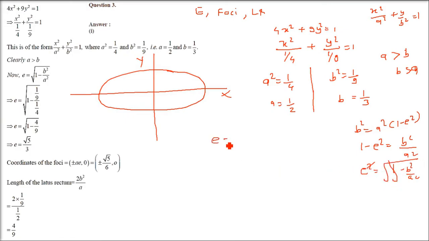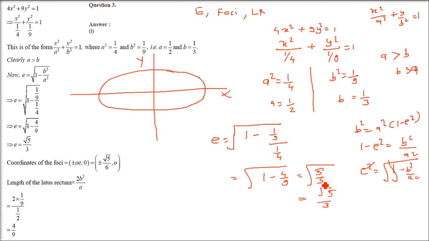Write this. Okay, so now we have a square, we have b square. Just put b square in the numerator, a square in the denominator, and then you will get 1 by 9 by 1 by 4. That goes to 4 by 9. So 1 minus 4 by 9, that is 9 minus 4 by 9, 5 by 9. So 9 will come outside because 3 square is 9. Under root, 5 by 3 is your eccentricity.